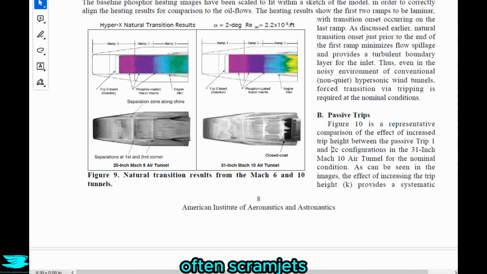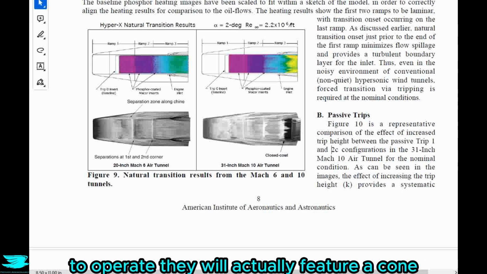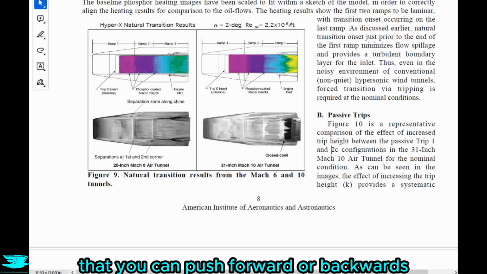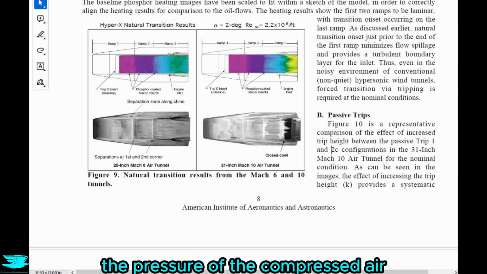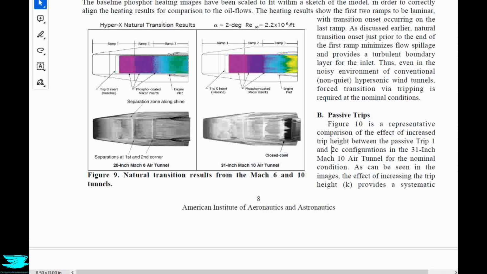As such, often scramjets, even though they may not need a moving part to operate, will actually feature a cone in the middle of the inlet that you can push forward or backwards, and doing so either blocks the inlet more or less, which then changes the pressure and the compressed air. That means that you can have variable conditions.